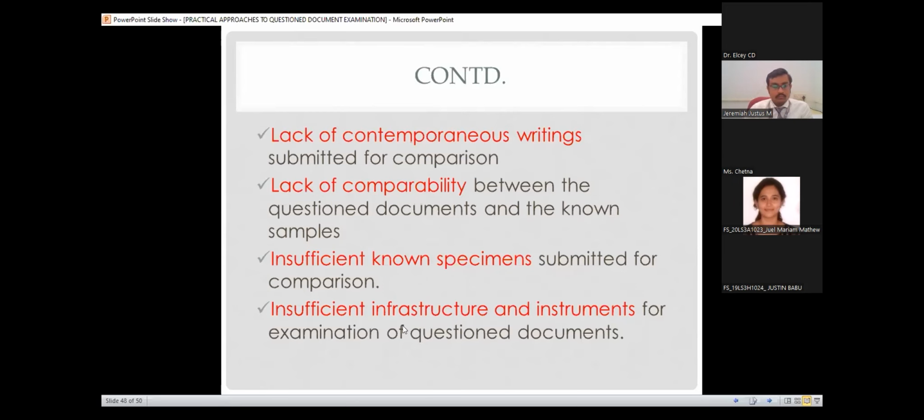The last one is the insufficient infrastructure and instruments for the examination of questioned documents. Right now the DFSS, which is the nodal agency for all the labs in India, is in the process of police modernization, and they are providing funds to the state FSLs for modernization of forensic science laboratories under the Nirbhaya Fund and Police Modernization Fund, so that all the infrastructure needed for the examination of documents and other disciplines in forensic science can be upgraded and the crime rate can be brought down.